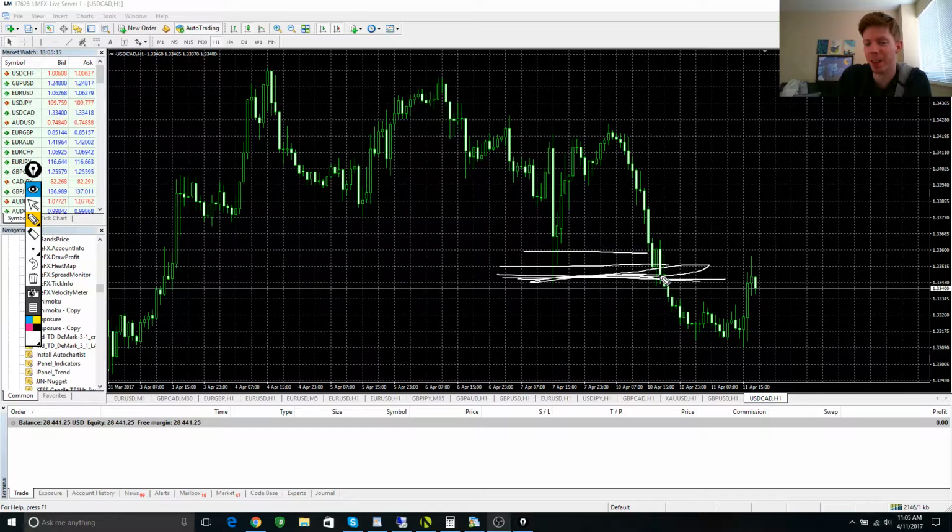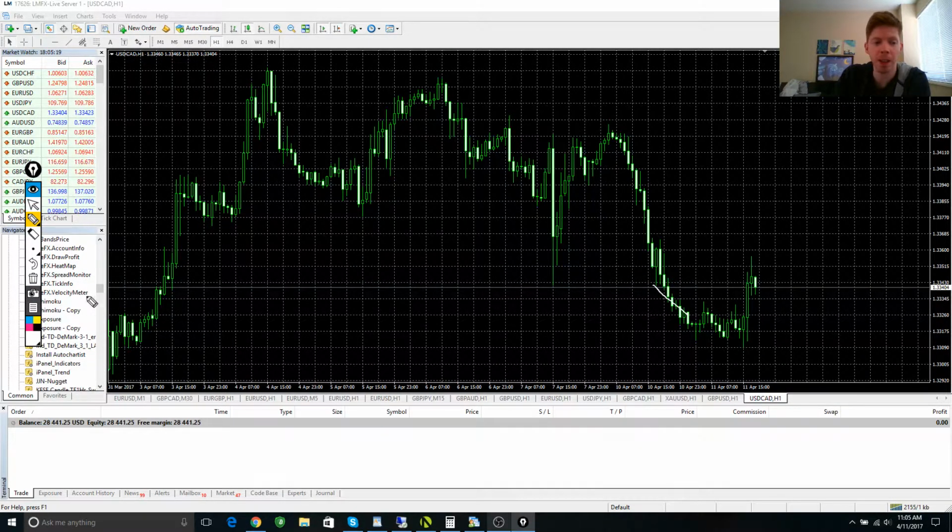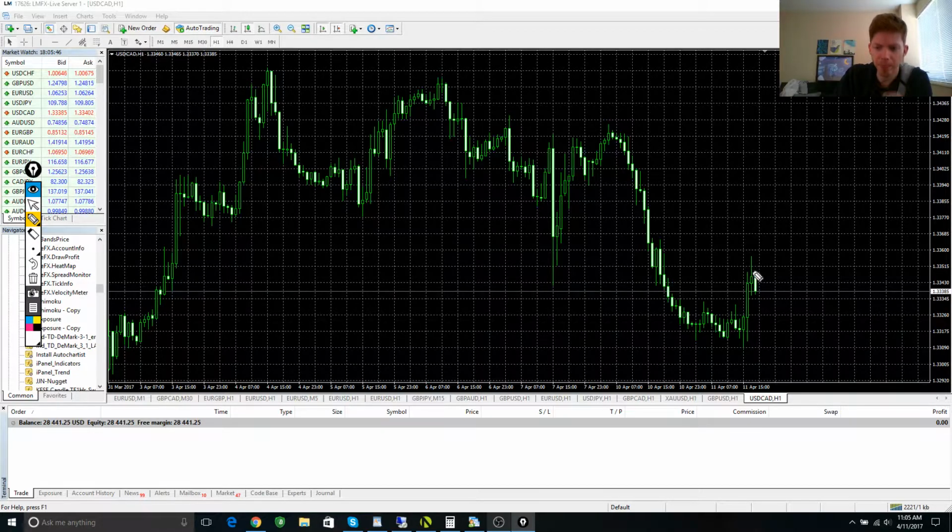Yeah, this area breaking here wasn't a good sign for me. I knew this would extend a bit further. But when I saw this bullish engulfing candle, and this also bullish engulfing here, that was a really good sign that we're going to get a push up here, or some kind of extended push, a pullback on the US dollar Canadian.